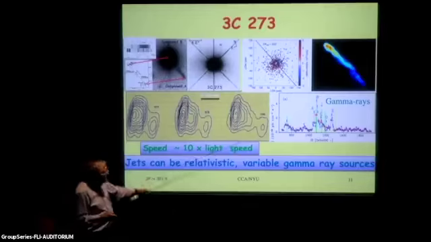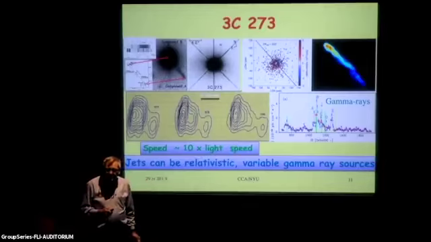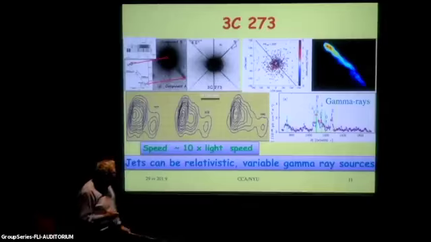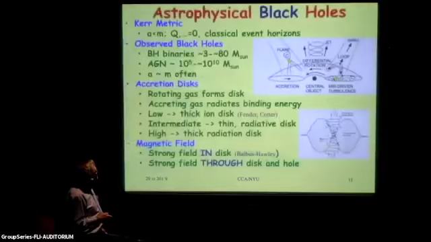So the gamma rays are highly variable, and I'll say in another quasar I'll show you shortly, in timescales of 3 minutes in the frame of the quasar, and that has enormous implications. But let's just continue with this.